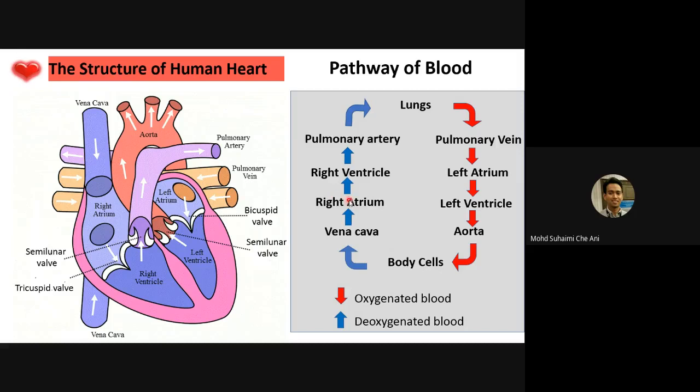From the right atrium, they will pump the blood to the right ventricle. The ventricle will pump the blood to the pulmonary artery. The pulmonary artery will bring the deoxygenated blood to the lungs in order to remove the carbon dioxide. So this is the whole process of blood transportation from oxygenated blood to deoxygenated blood.